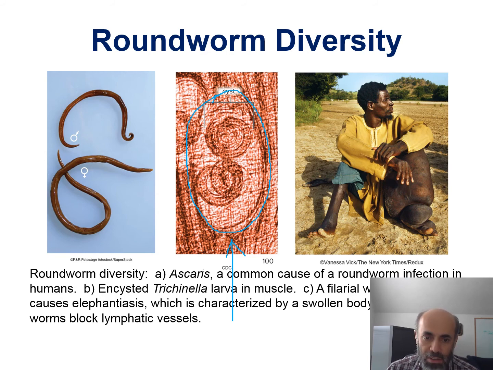On the right side is the filarial worm that causes elephantiasis. What that organism does is clog the lymphatic vessels. When lymphatic vessels are clogged, the fluid that should drain back towards the circulatory system accumulates, and that causes swelling of parts of the body. Most of the time, people who develop this lose their limbs. They have to be amputated.